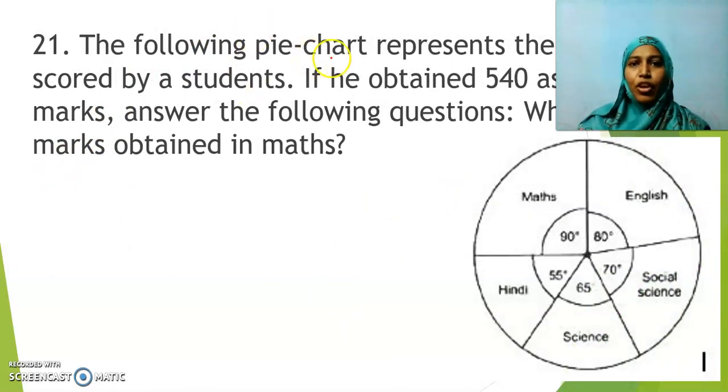The next question is, the following pie chart represents the marks scored by a student. He obtained 540 as total marks. Answer the following question. What is the marks obtained in Maths? Out of 540, I don't know anything. But out of 360 degrees, what is the angle used to represent the marks in Maths? It is 90 degrees. So out of 360 degrees, I can represent 90 degrees for Maths marks. I want it out of how much?